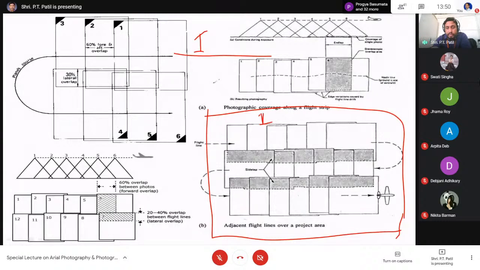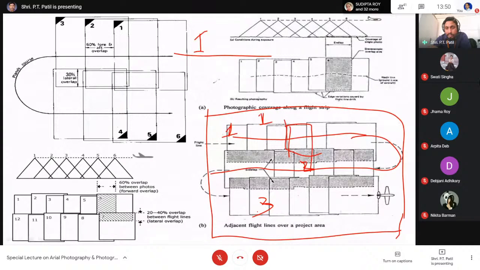Within one strip, it is impossible to cover the entire area. So this one is the first strip. Then again, the aircraft moves this way, and this one is the second strip. This is the first strip, this is the second strip, this is the third strip. Like that, strip numbers were given. Suppose we try to interpret the indexing of this aerial photograph and this strip.